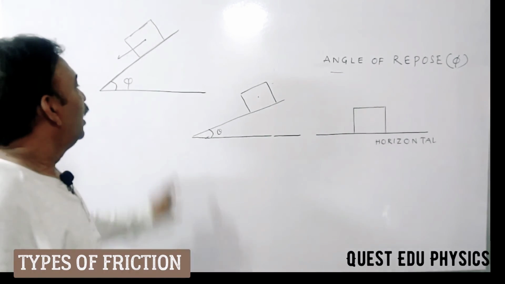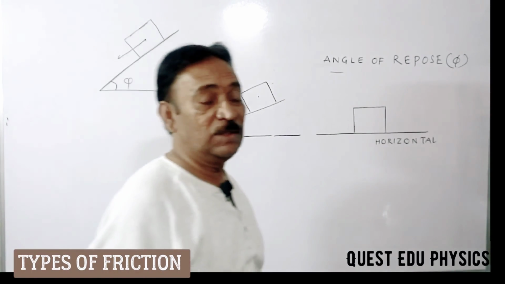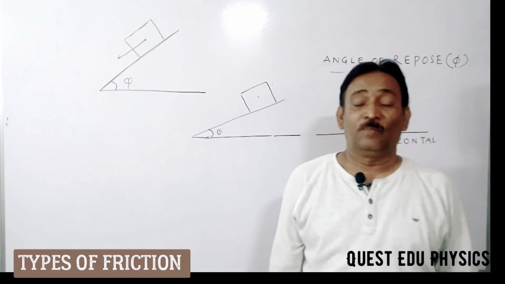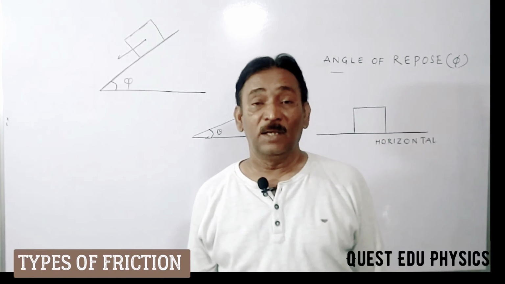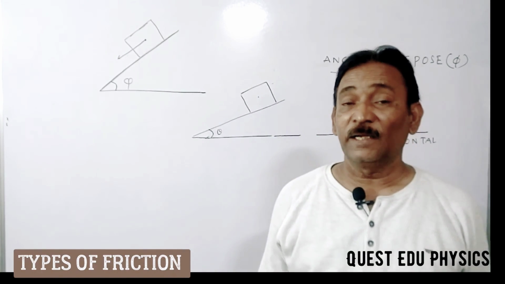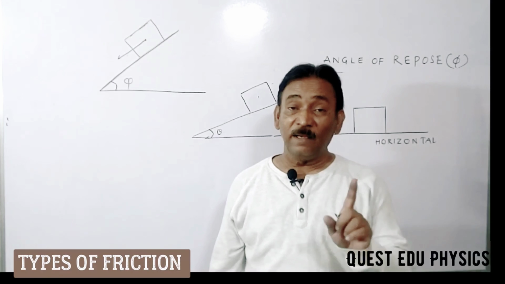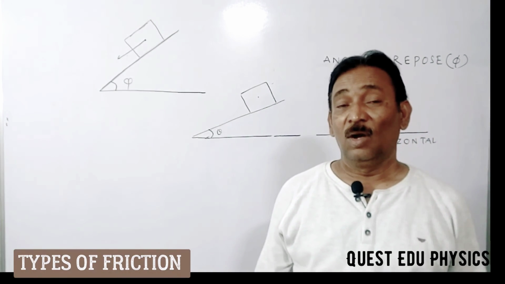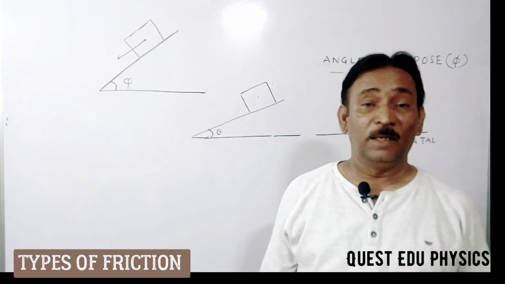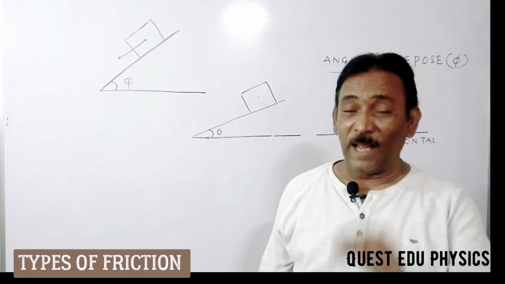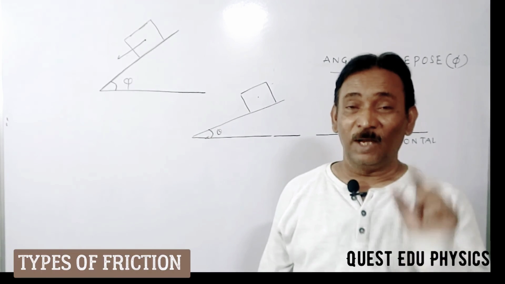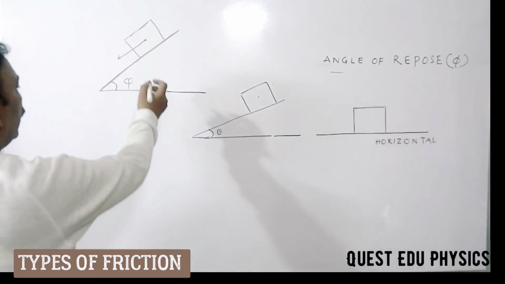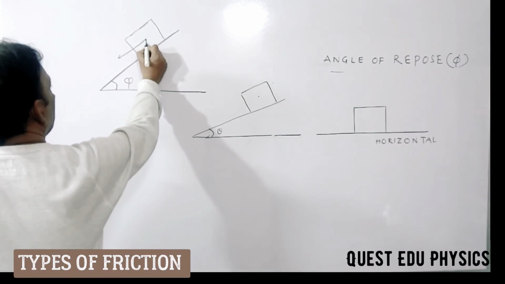Okay, students, I hope you understood what the angle of repose is. It is the angle at which the motion of a body starts when it is kept on an inclined plane. Here the angle is the angle of inclination. At a particular angle, the body tends to move. Here we can find out the angle very easily.